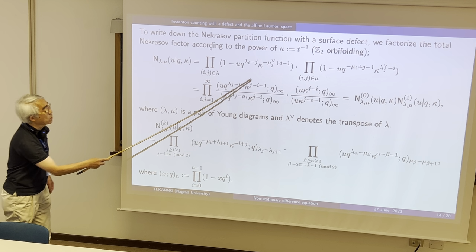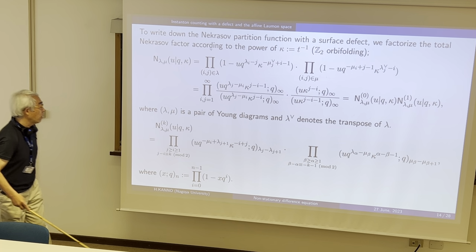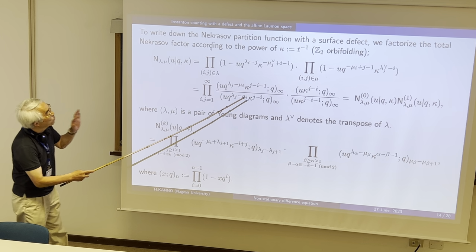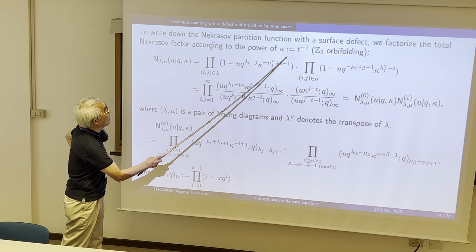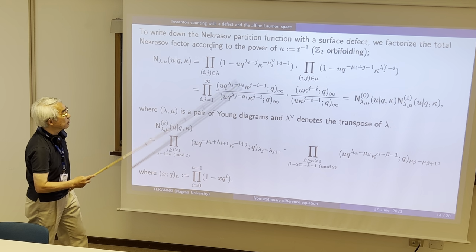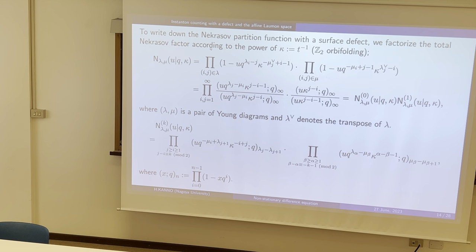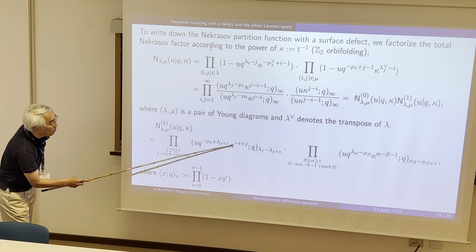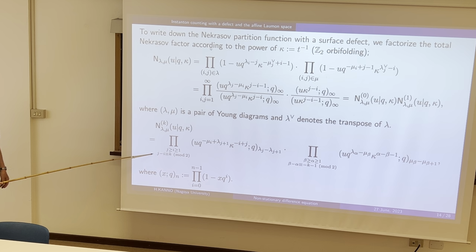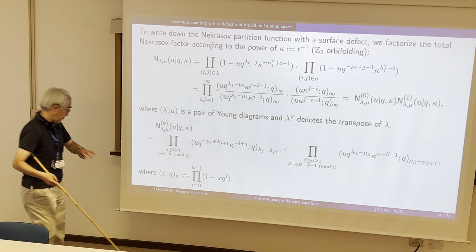And then we factorize this total Nekrasov factor into an even part and an odd part. For some reason, I rewrite the T parameter as kappa. According to the power of this kappa, we factorize the total Nekrasov factor into an even part and an odd part, and the explicit definition is like this. You see that the power of kappa is minus i plus j, and we impose the condition that this power of j minus i is k mod 2. So we can factorize the total Nekrasov factor in this way.